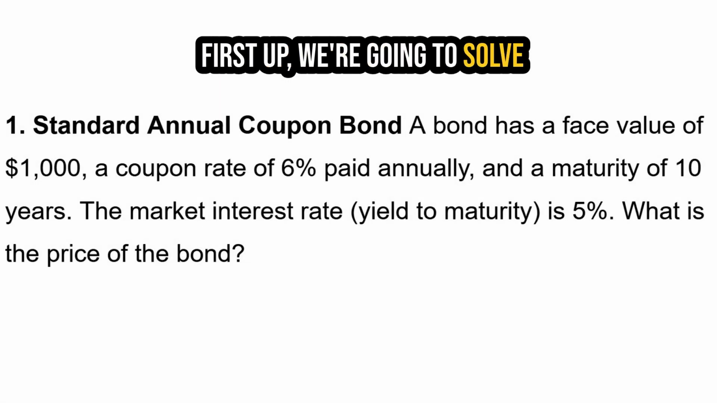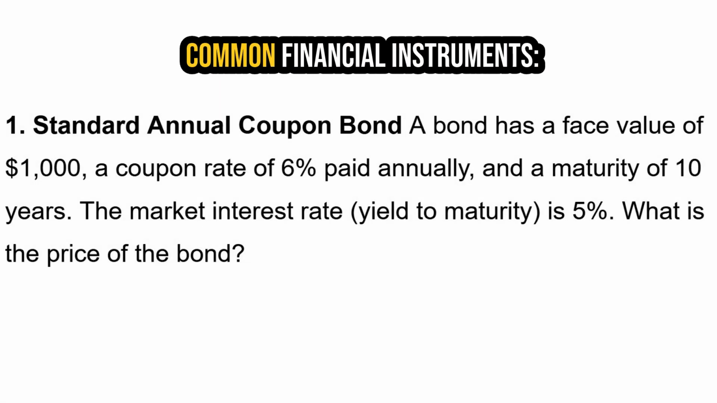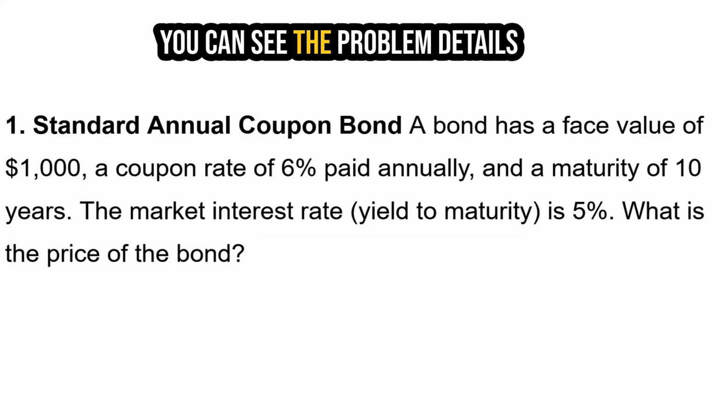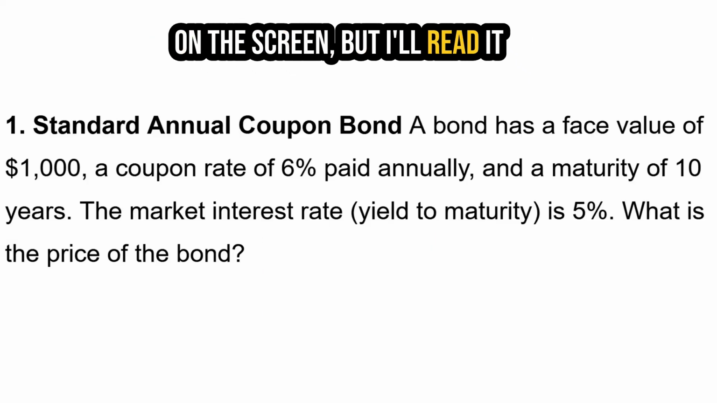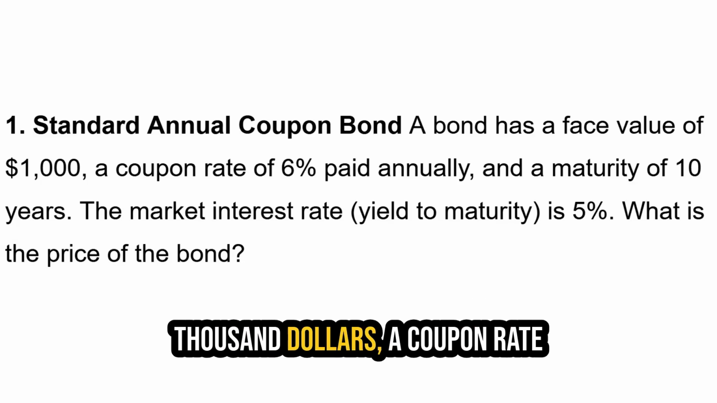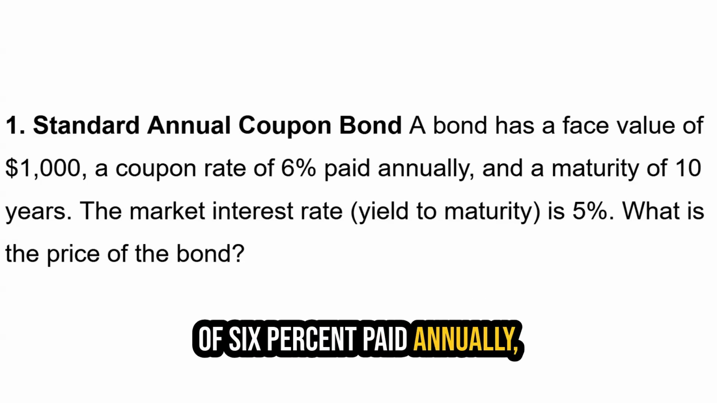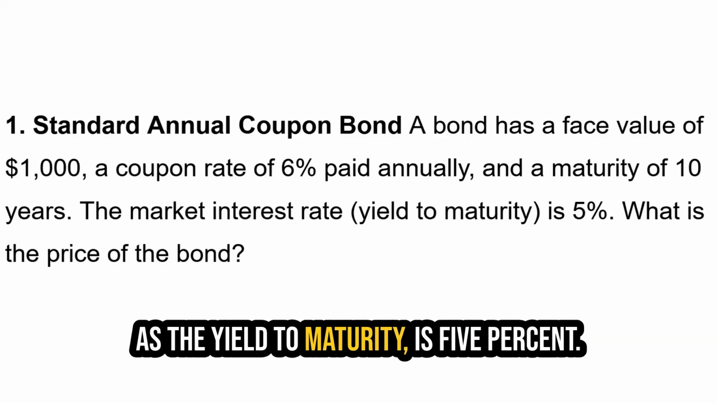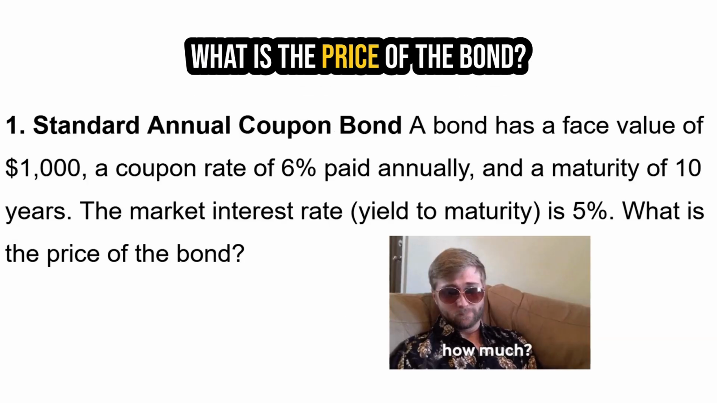First up, we're going to solve for the price of one of the most common financial instruments, a standard annual coupon bond. You can see the problem details on the screen, but I'll read it out loud for those listening. A bond has a face value of $1,000, a coupon rate of 6% paid annually, and a maturity of 10 years. The market interest rate, also known as the yield to maturity, is 5%. What is the price of the bond?